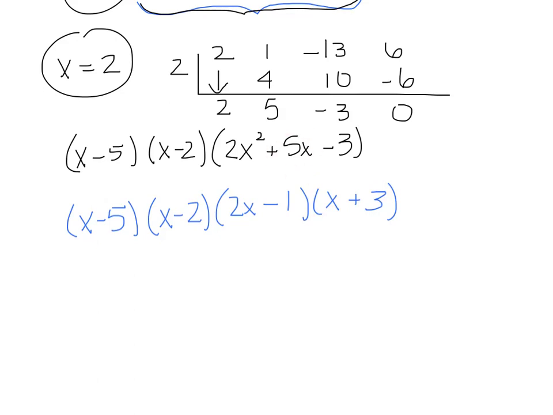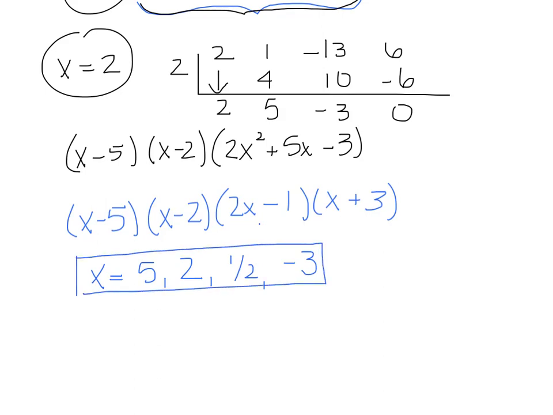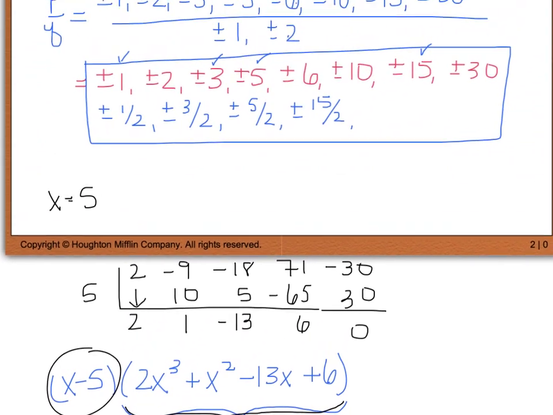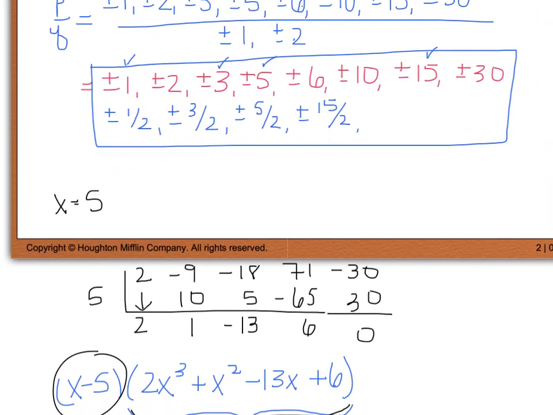So now what I found is I have x equals 5, 2. This here is going to give me 1/2 and a negative 3. So in this case, I really had 4 real zeros. And if we go back up to that list from up above, you'll see that our 5 was right here, our 2 was here, our 1/2 was here, and our negative 3 fell within right there. So our rational zero test did a good job, and so did synthetic division.